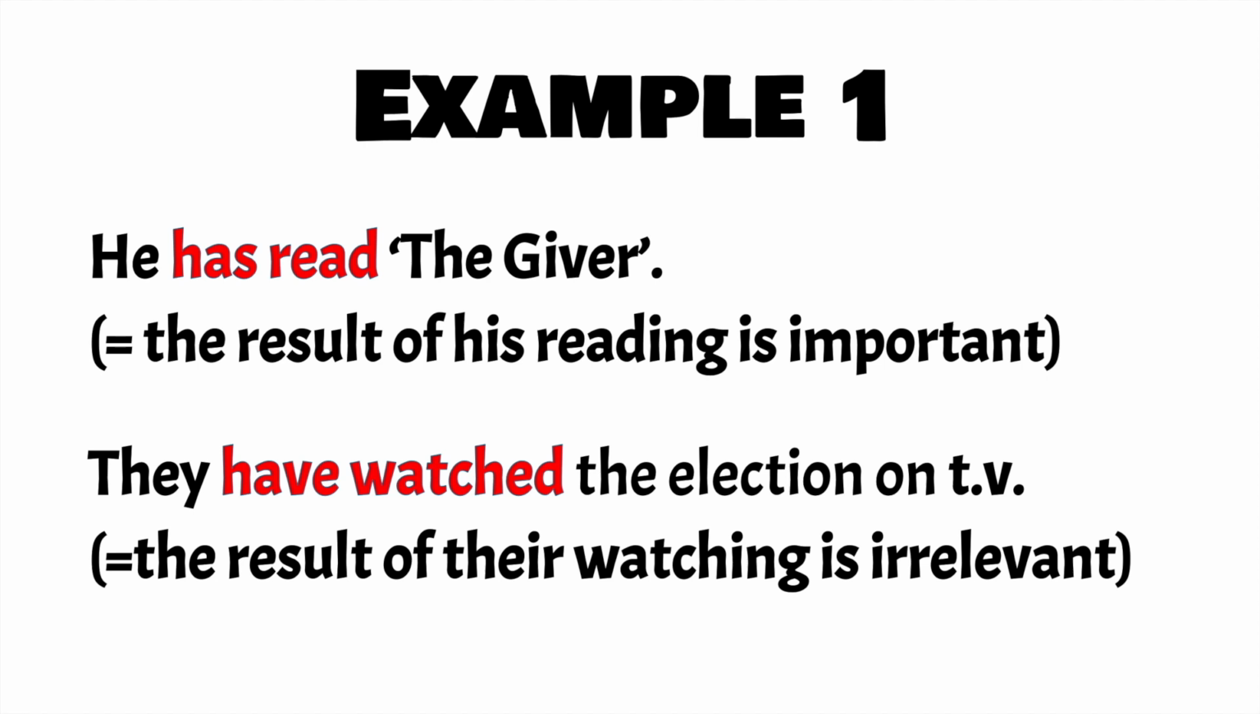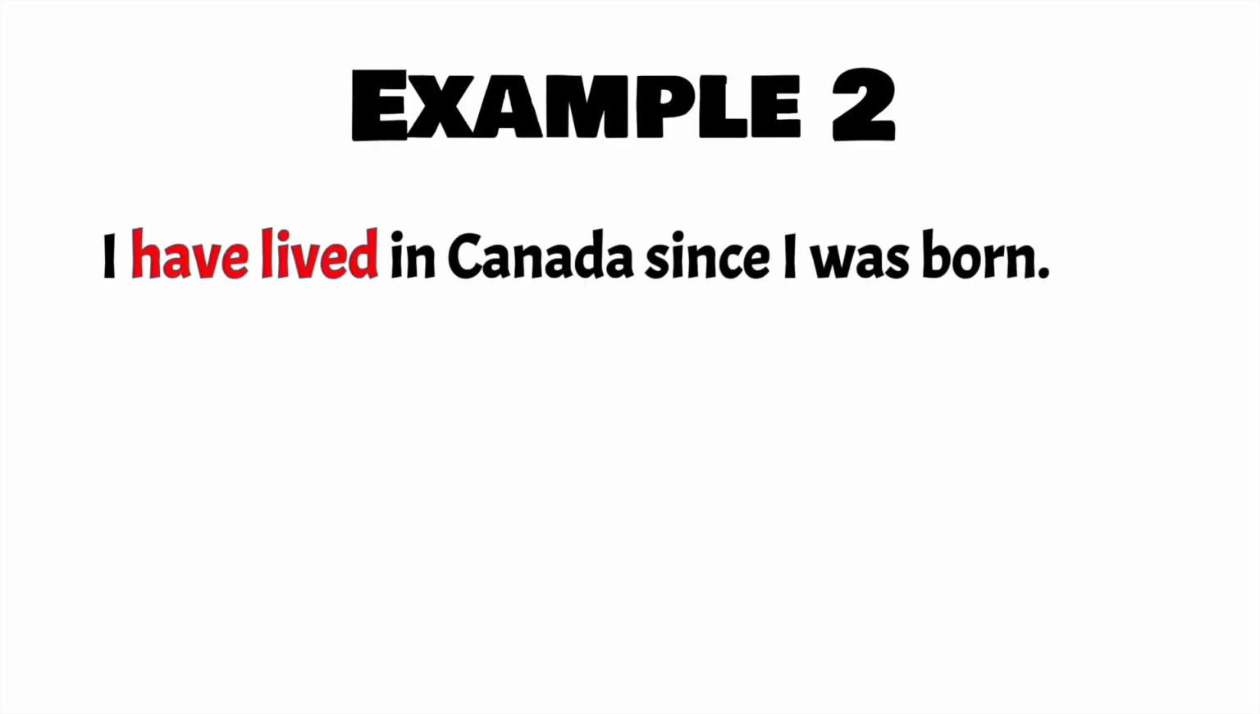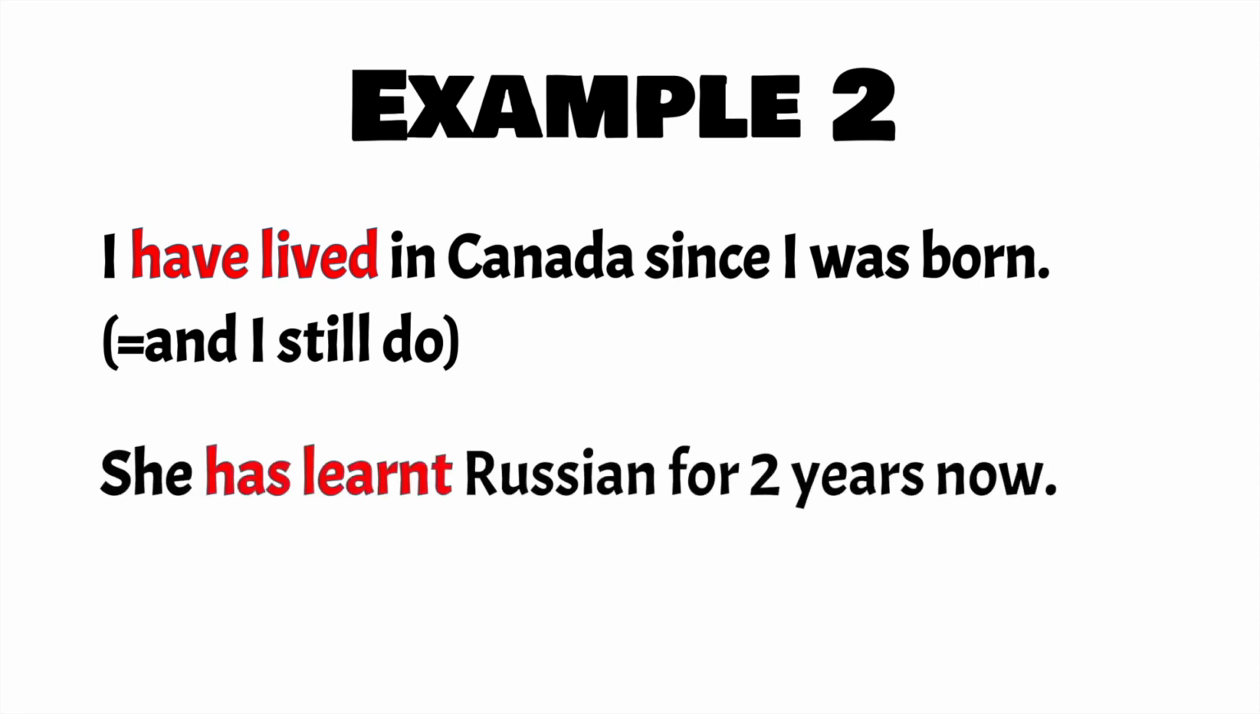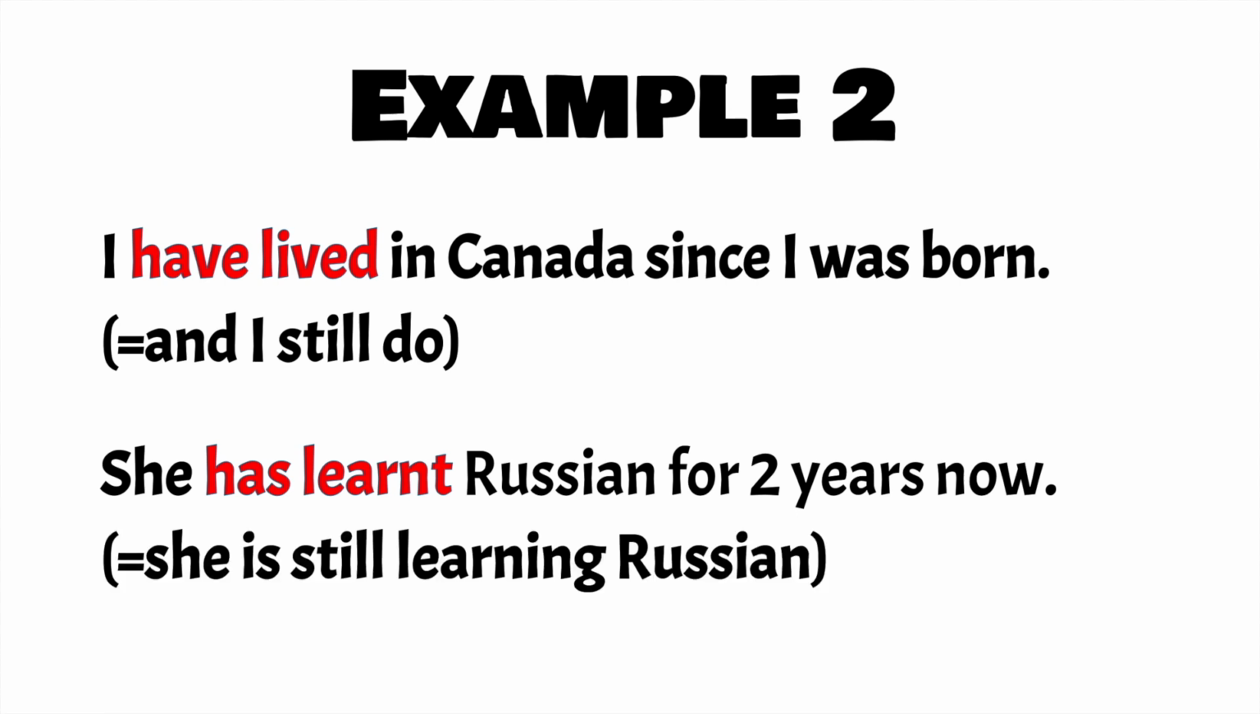So let's take a look at the second point now. The example number 2. I have lived in Canada since I was born. And I still do. It's a progressive action, right? She has learned Russian for 2 years now. She's still learning Russian. So from a specific time in the past up to now.